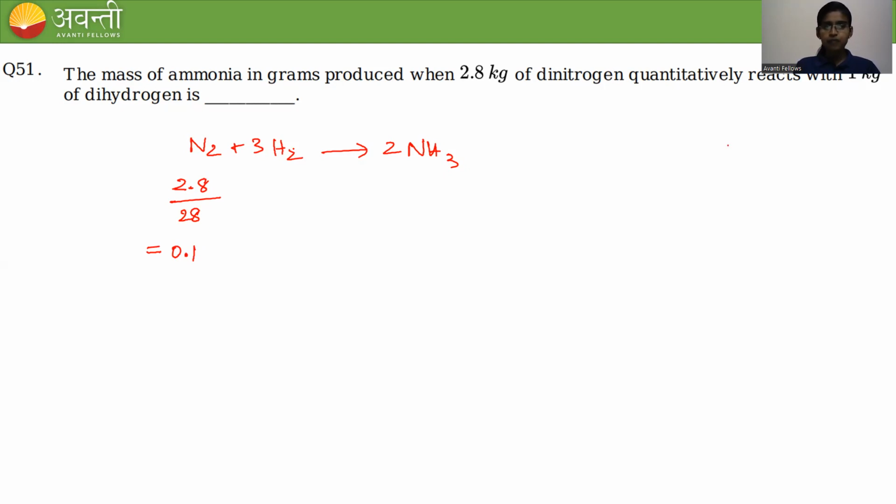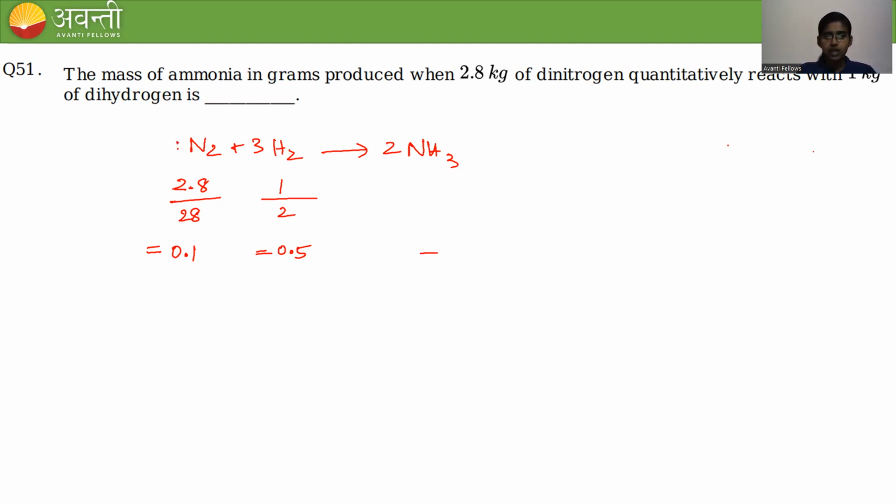And for hydrogen, you can see 1 kilogram of dihydrogen is reacting. So it is 1 divided by the molar mass of hydrogen, that is 2. 1 by 2, it will be 0.5. And initially there is no reaction, so there will be no moles of NH3 produced.